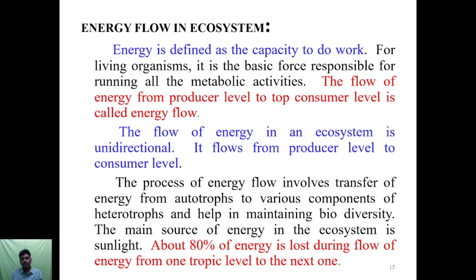The process of energy flow involves transfer of energy from autotrophs to various components of heterotrophs and helps in maintaining biodiversity. The main source of energy in the ecosystem is sunlight. Without sunlight, energy flow is not possible in this universe. The sun is the main source for all these types of ecosystem, biodiversity and energy flow. About 80% of energy is lost during the flow of energy from one trophic level to the next one.